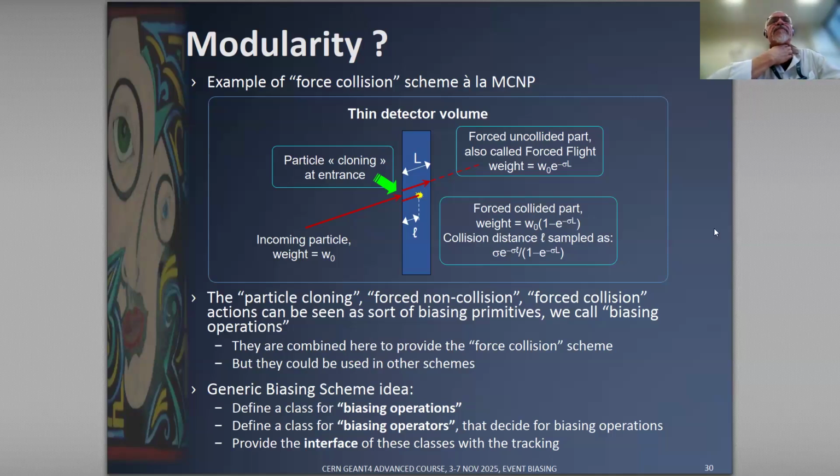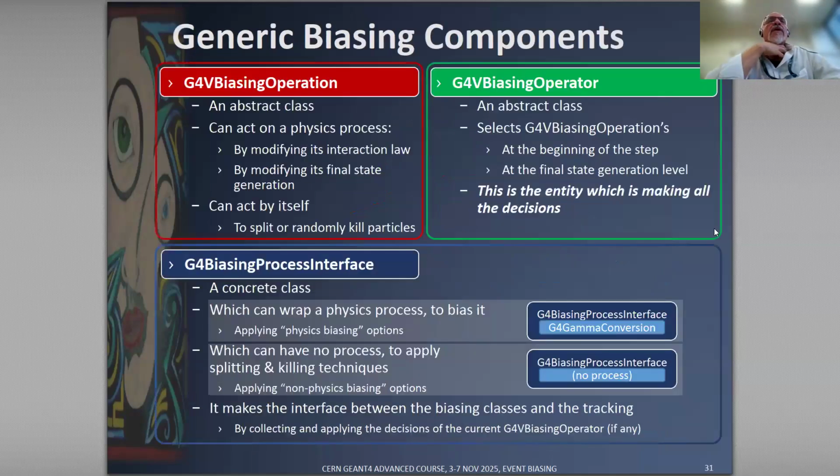So next slide. This is to give a bit more detail about this scheme. The basic things are the biasing operations in red. This is an abstract class. These can handle a physics process, that is, you can pass a physics process to a biasing operation. Then this biasing operation will act by providing the possibility to modify the interaction law and modify the final state generation.